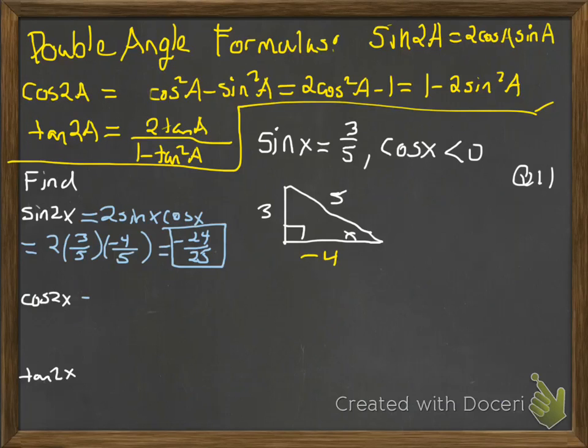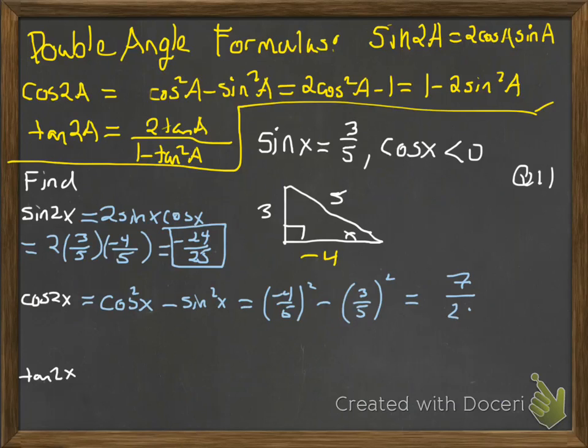So the cosine of 2x is going to be cosine squared x minus sine squared x. And the cosine will be negative 4 over 5 squared minus the sine squared, 3/5 squared. That's going to be 16 over 25 minus 9 over 25, which should give us 7 over 25.